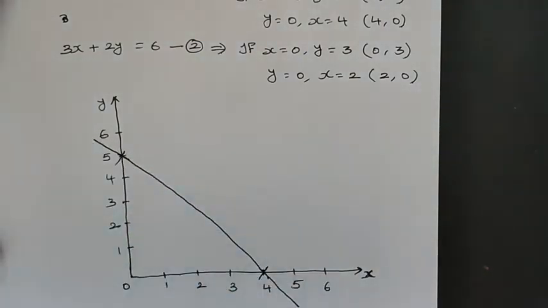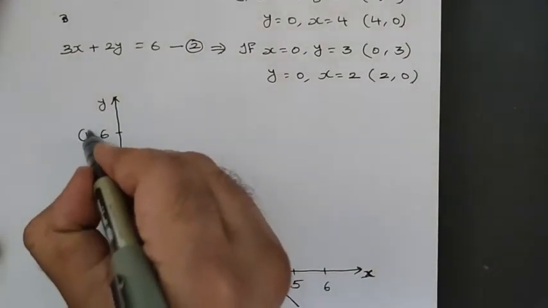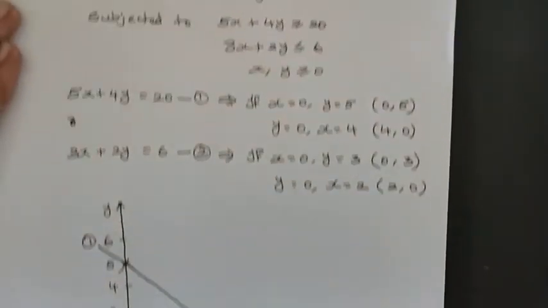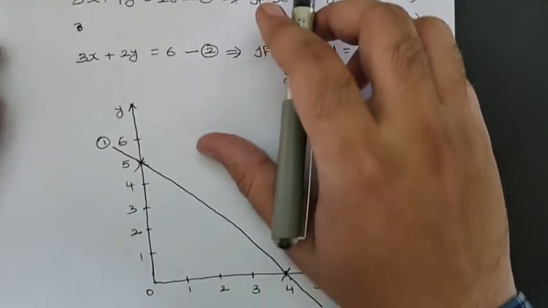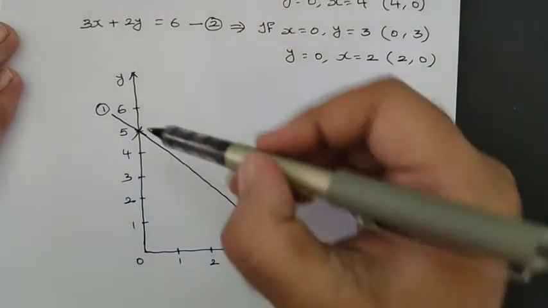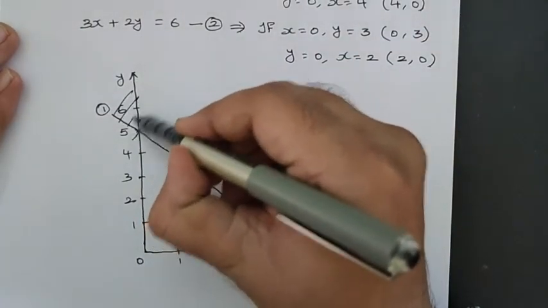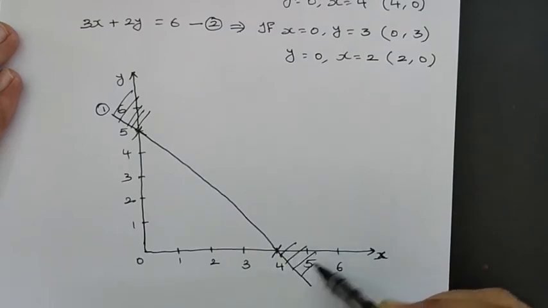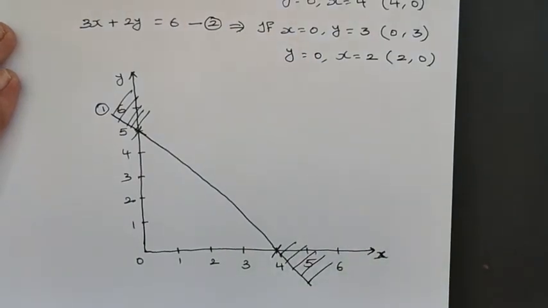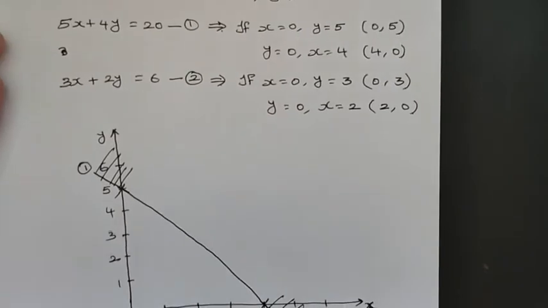But this is first constraint. What is the type of constraint? Greater than or equals to. So the region is completely above the line. The region is completely above the line. Okay, next let us go for second constraint.